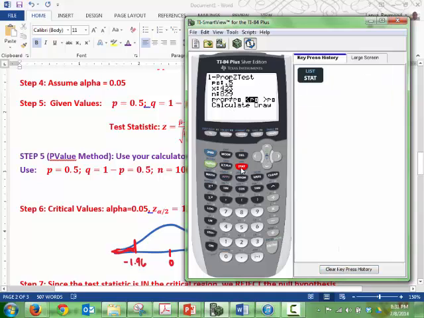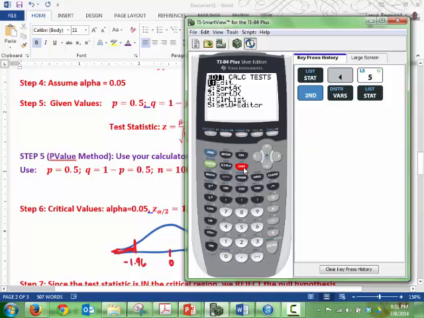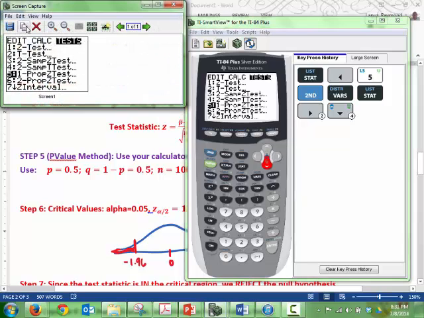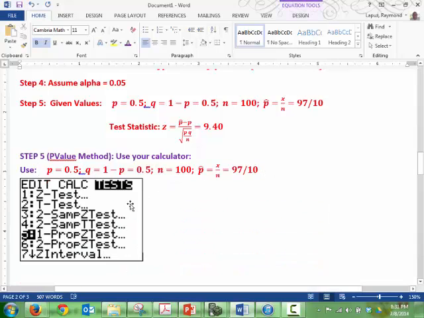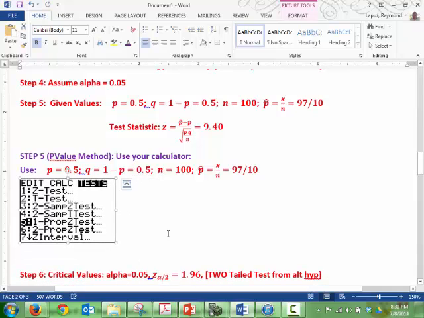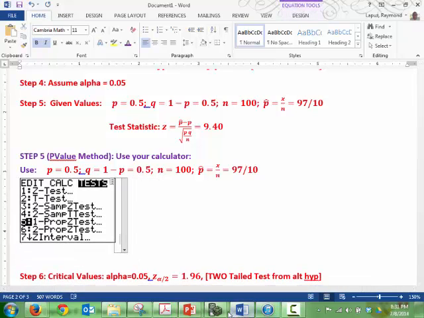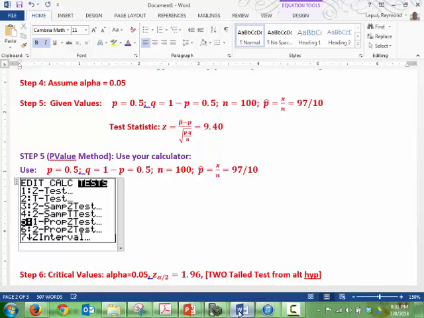Let me start over again. Because I want to take a picture of it. Sorry.